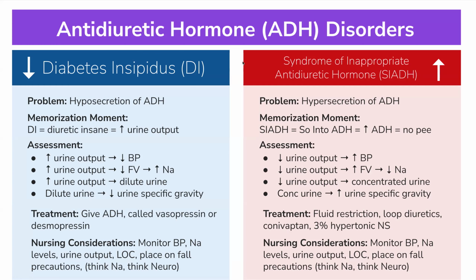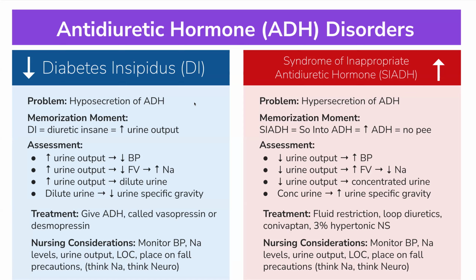So for treatment, because they have too much ADH, we're going to put them on fluid restriction because they already have too much fluid in their body. Then we're going to give them diuretics because they have too much antidiuretic hormone, so we give them diuretics to make them pee. Also, there's a medication called conivaptan, and we can give them hypertonic normal saline to help with their low sodium levels. Okay?